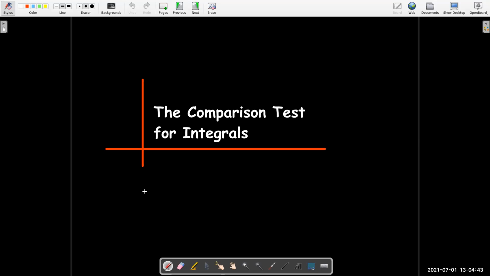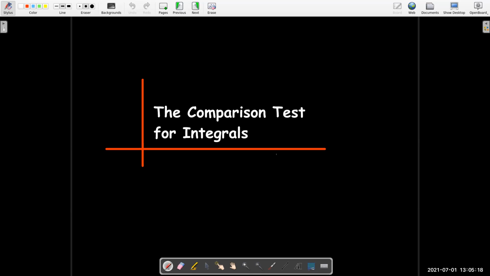In this video, we're going to continue our exploration of improper integrals, and we're going to look at something called a comparison test for integrals. The comparison test is going to help us determine if an improper integral is convergent by looking at a similar or related integral. So we're not going to find the value if it's convergent, but we will know that it is indeed convergent.